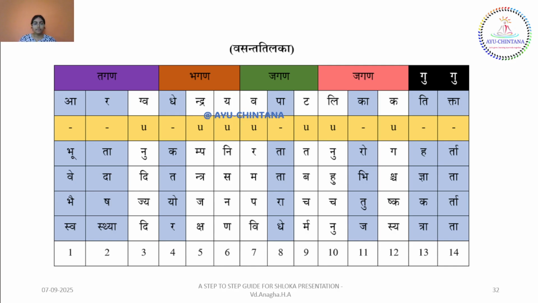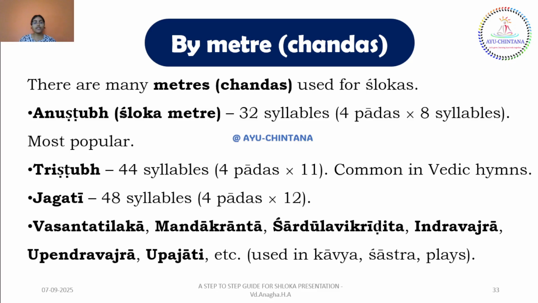Okay. So how can we divide or categorize the chandas? 1. By meter. That is, Anushtup chandas will have 32 syllables in total. That is, each pada will have 8 syllables, 16 in one line. Trishtub is, as I had told before, 44 syllables. So common in Vedic hymns. Then Jagati is one more which has 48 syllables. Then Vasanta Tilaka, Mandakranta, Sragdhara, Shardula Vikridita, Indra Vajra, Upendra Vajra, Malini, Upajati, etc. are used in Kavya, Shastra, plays. These are many types of chandases, the names that I am giving to you. You can refer to them in the particular textbooks.